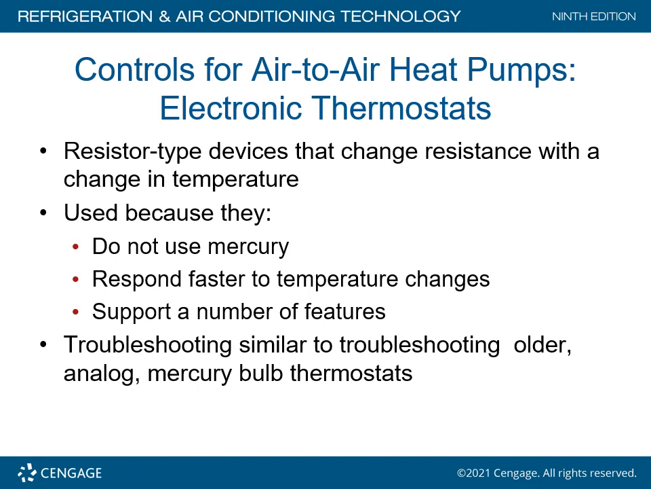Controls for air-to-air heat pumps, electronic stats. Resistor type devices that change resistance with the change in temperature. They're used because they don't use mercury, that's a good thing. Responds faster to temperature changes, that's another good thing. Support a number of features. Troubleshooting is similar to troubleshooting older analog or mercury thermostats.